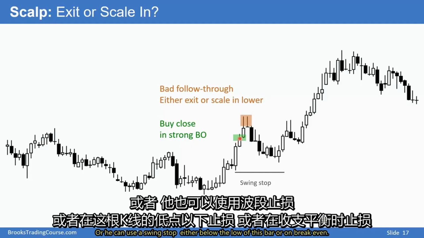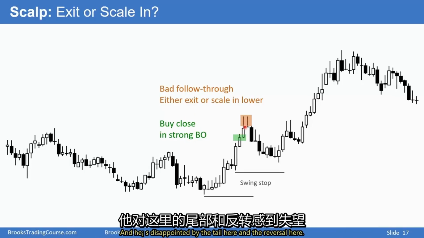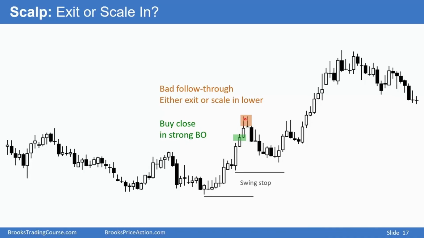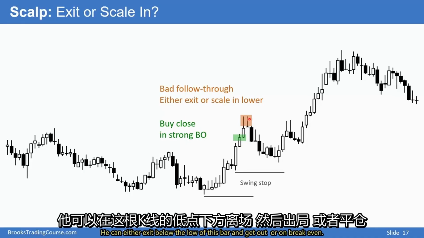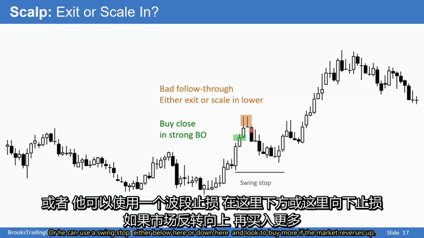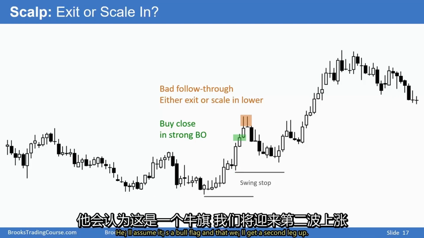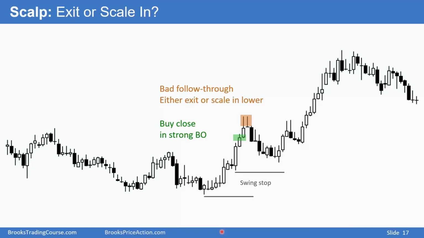Let's say a trader bought here looking to scalp, and this did not quite reach his target, and he's disappointed by the tail here and the reversal here. He can either exit below the low of this bar and get out around break even, or he can use a swing stop either below here or down here and look to buy more if the market reverses up. He'll assume it's a bull flag and that will get a second leg up.